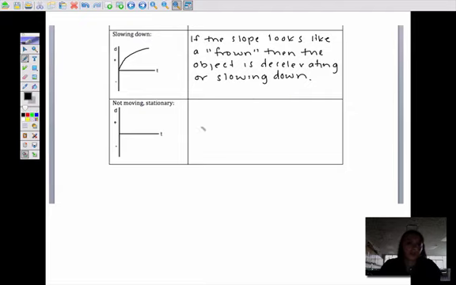Now, what would a graph look like if you're not moving? Well, if we're not moving, that means our position or distance isn't changing. So it'll be a flat line. So if the slope is equal to 0, then the object is not moving.